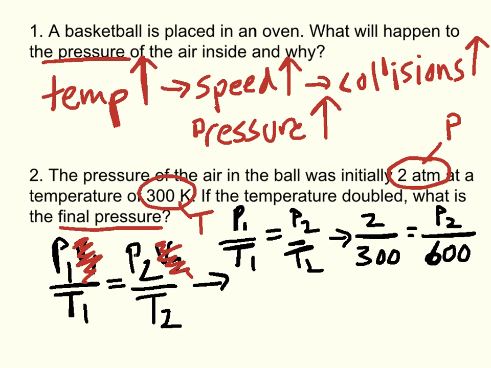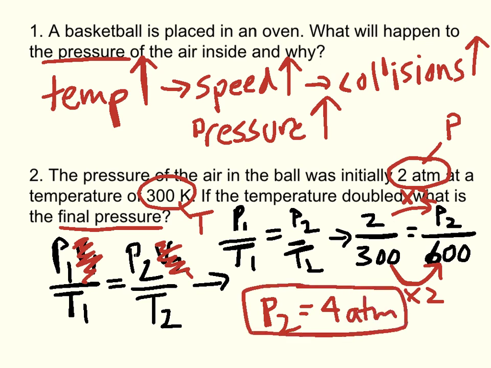So you can solve this in two ways. You could cross-multiply or butterfly it and solve for P2, or you can just recognize if the temperature is multiplying by 2, the pressure has to multiply by 2 because they're directly related. Either way, you get the same final answer that P2 equals 4 atm. So when you're solving these problems, the units for pressure always have to be the same in the initial and the final, and the units for temperature always need to be in Kelvin. Temperature units need to be Kelvin.